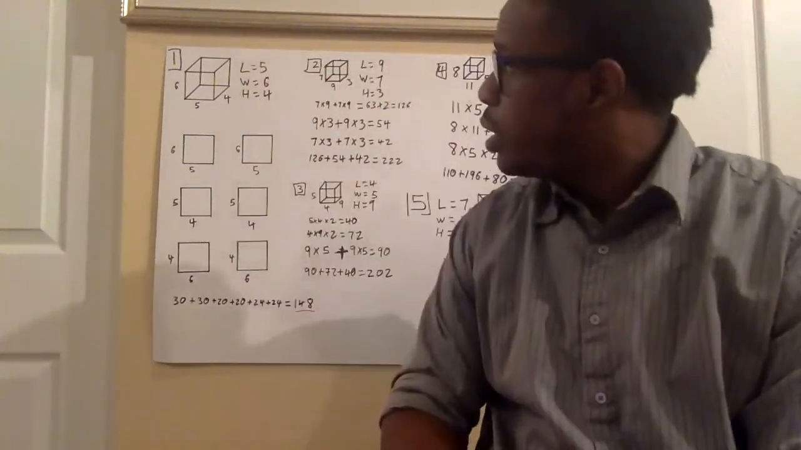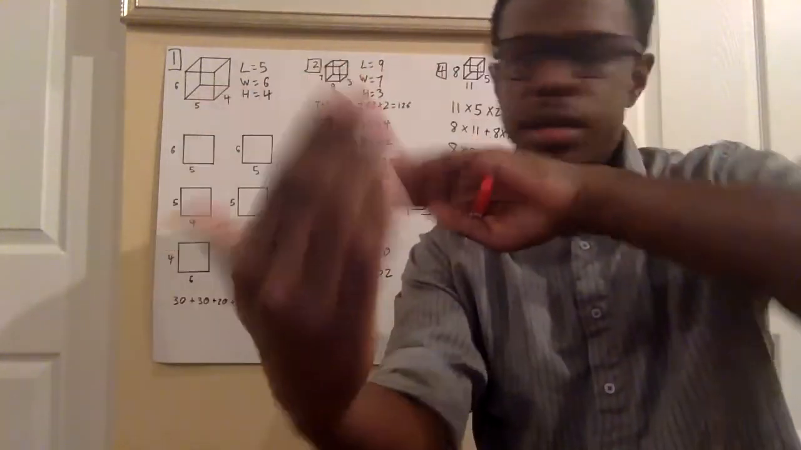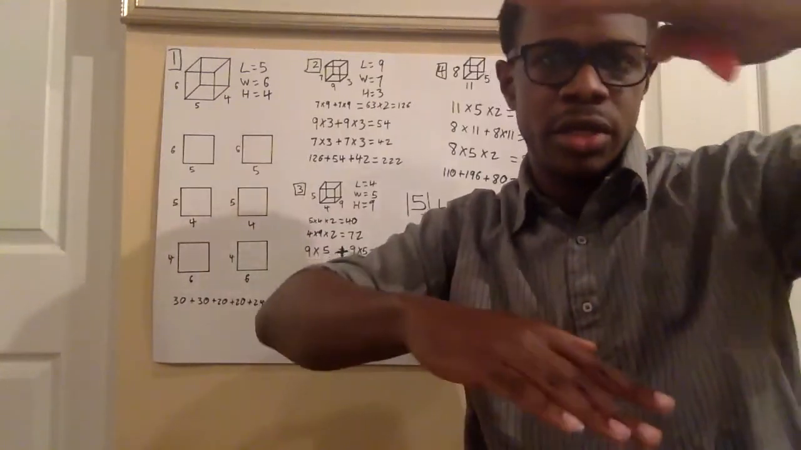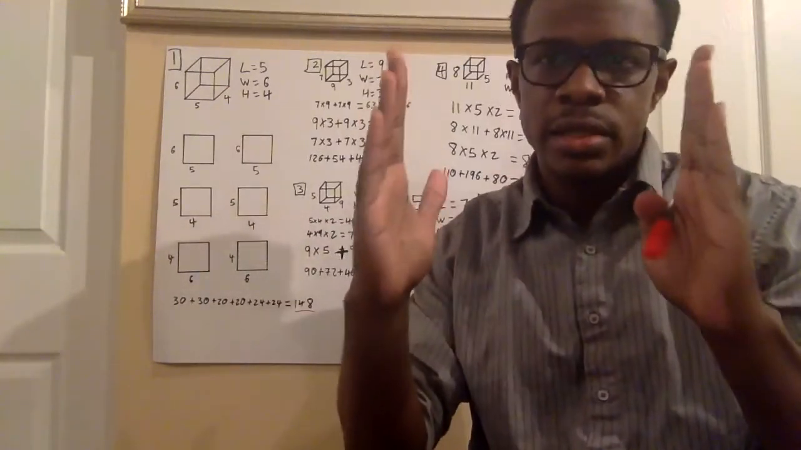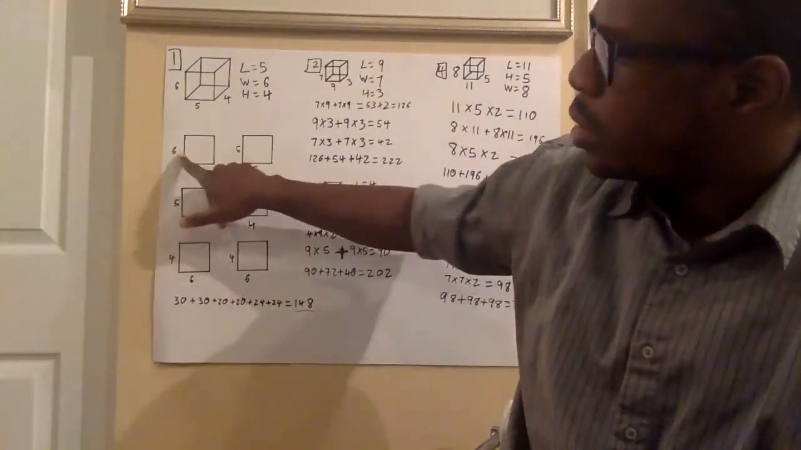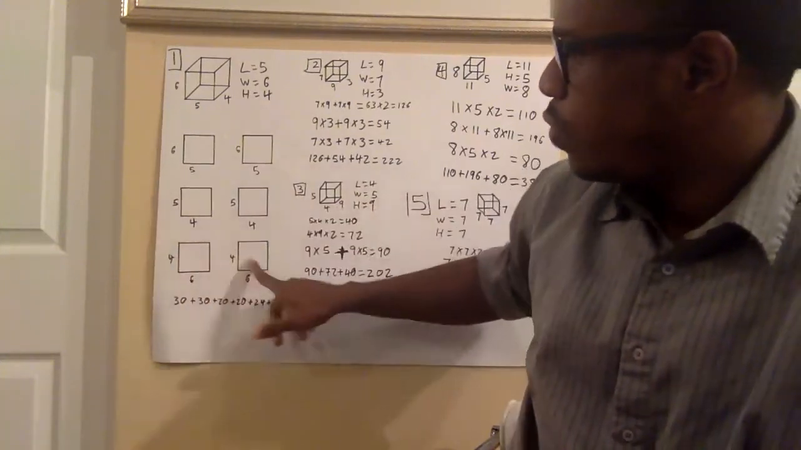So we did 6 times 5, 30 and 30. So we found the front and the back. We did 5 times 4, which is 20. We found the bottom and the top. And then we found the sides, which was 4 and 6. So front and back, this is going to be 30, 30, 20, 20, 24, 24.